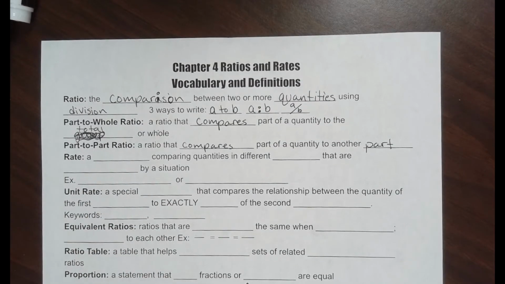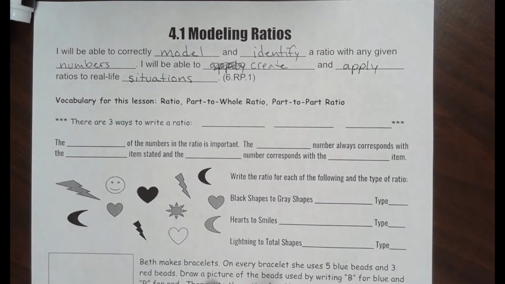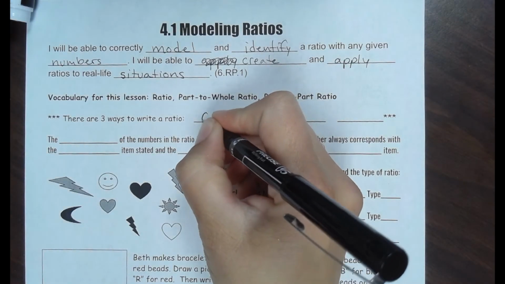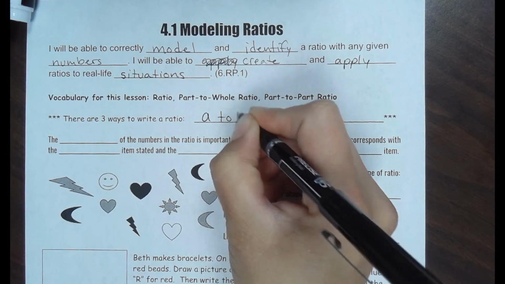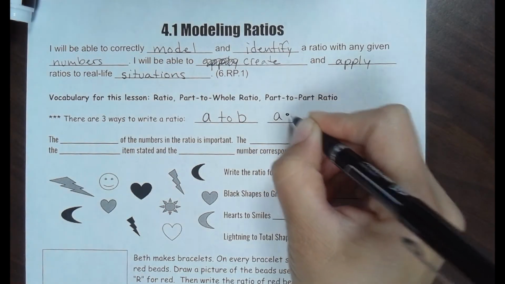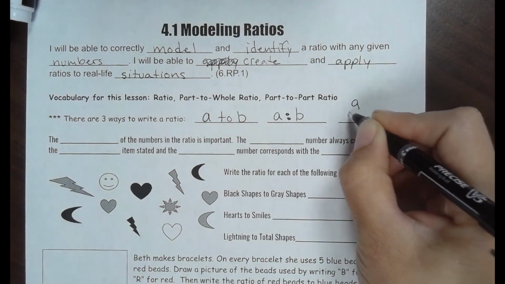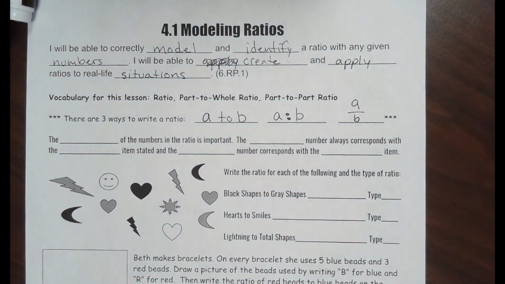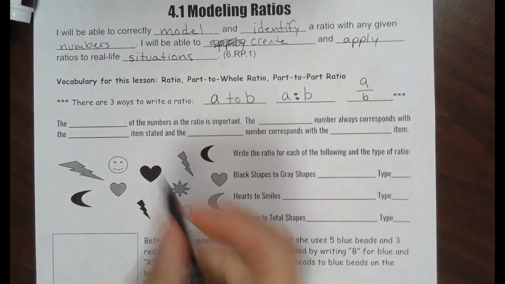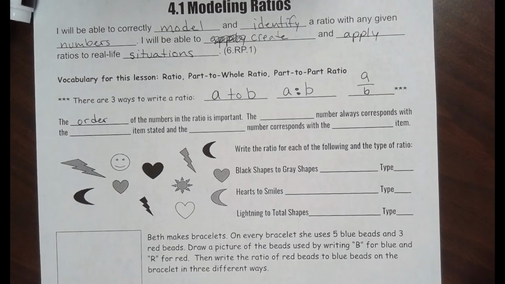All right, go ahead and go back to page 63. So we already talked about the three ways to write ratios, but let's write them again. The first one is using the word to, so A to B. We can write it A colon B, or we can write it A over B. Okay? The order of the numbers in a ratio is important.